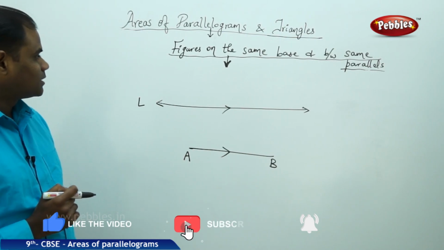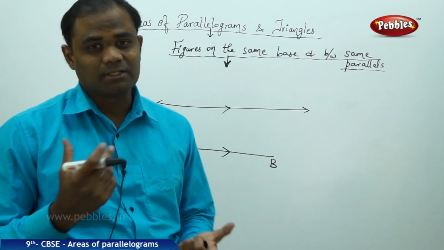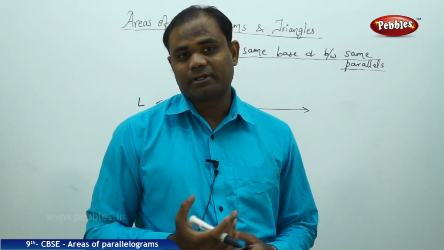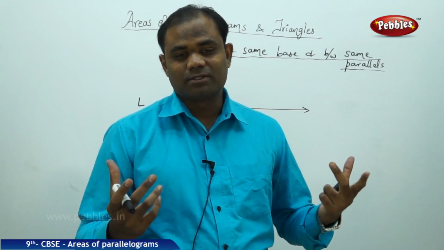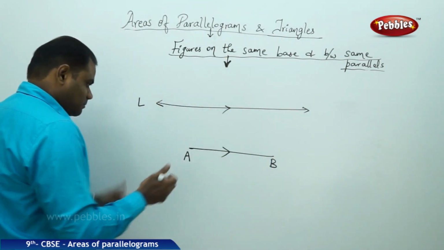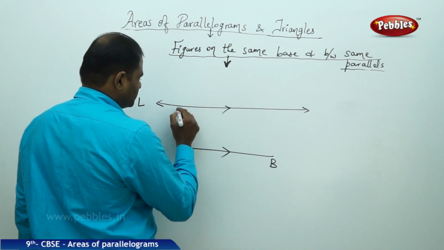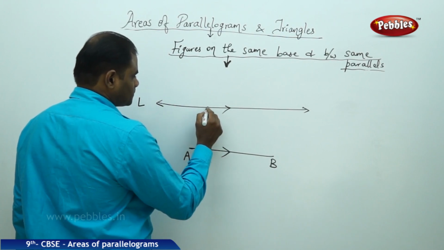Now it says that any figure you take on the same base and between the same parallels will have certain geometrical properties. So let's see what the geometrical properties connected with two figures on the same base and between the same parallels are. For example, let me take a triangle which connects out here.